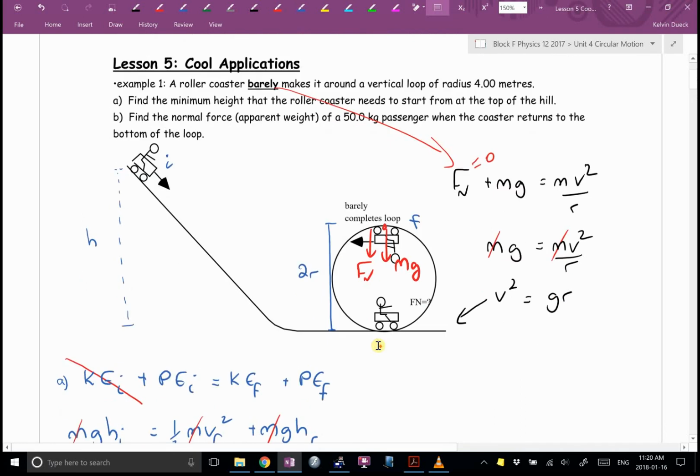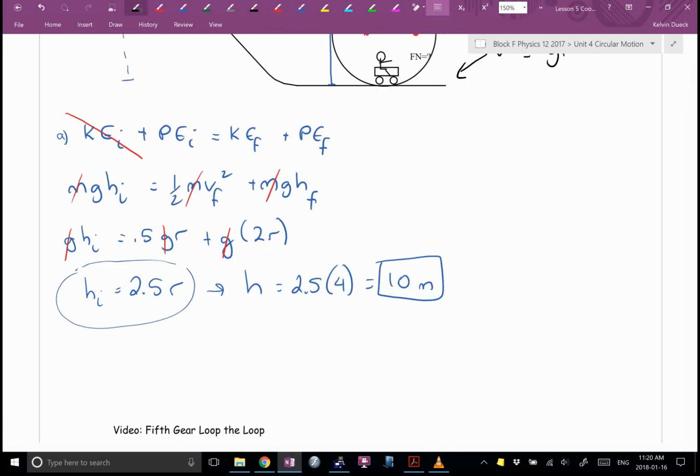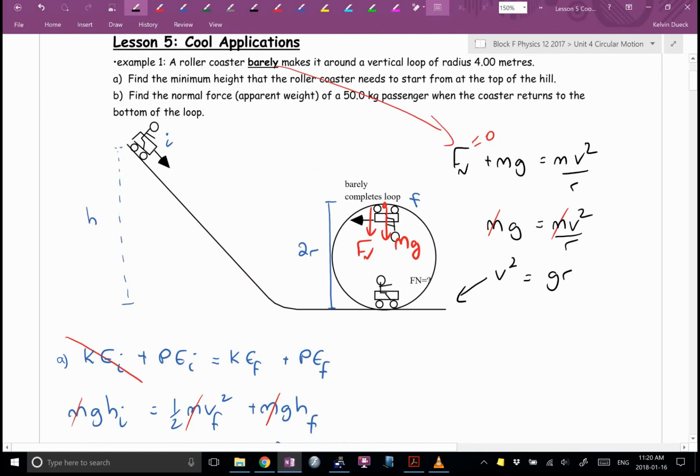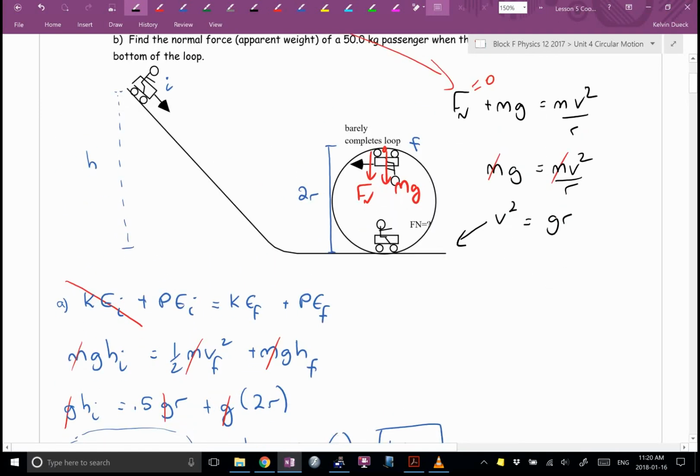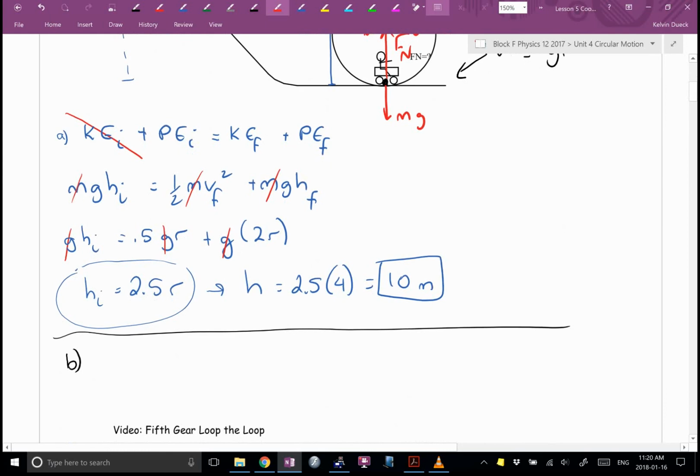What does B want me to find? Okay, so now we're talking about right here. What path is the roller coaster tracing out? What are the forces acting on the coaster at the bottom? Get the obvious one. What else? Which way? What's my equation going to be here at the bottom for circular motion?